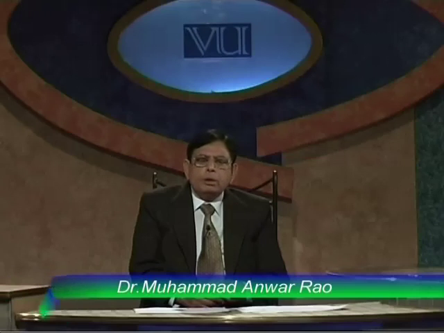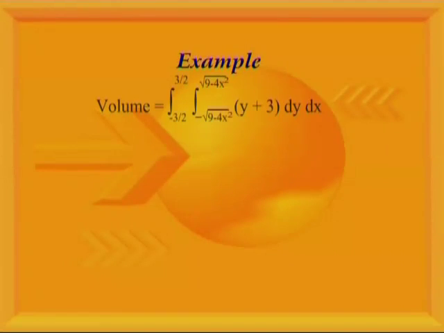of the solid whose upper bound is the surface and the lower bound is the region of the xy plane, that is the region bounded by that ellipse. So let us do that. So we are integrating y plus 3 first of all with respect to y, and then with respect to x between the limits as I have mentioned.